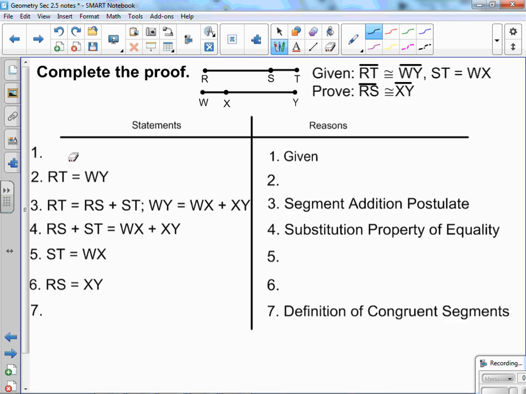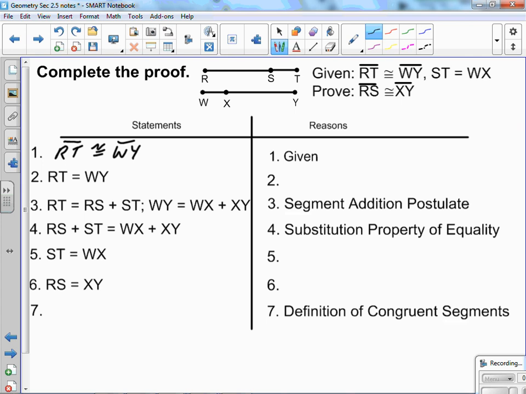So first off, just filling in the missing parts. So we need a given. So there are two parts to the given. Segment RT is congruent to WY, or ST is equal to WX, which the next step talks about RT equal to WY. So that would lead me to believe that segment RT being congruent to WY should be the first given there.